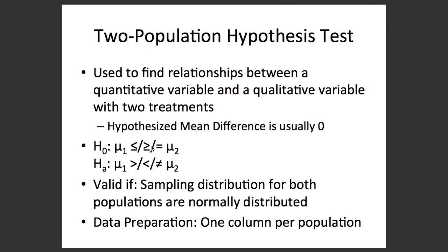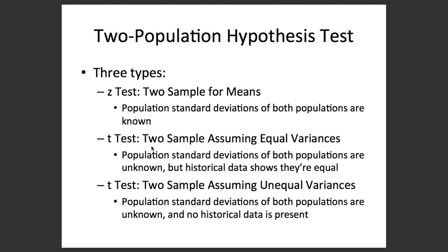Now, for two population hypothesis tests, there are three types that we can choose from. You have the first one called the z-test, two sample for means, and this is used if the population standard deviations for both populations are known. So in the example mentioned earlier, if you know the standard deviation for all the time spent of male customers, and you know the standard deviation for all the time spent inside the dog zone of the female customers, then you have to perform the z-test, two sample for means.